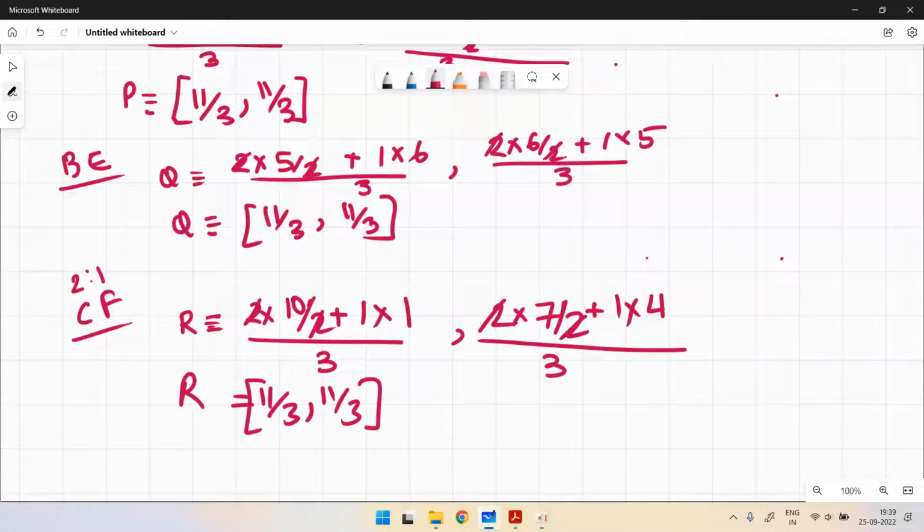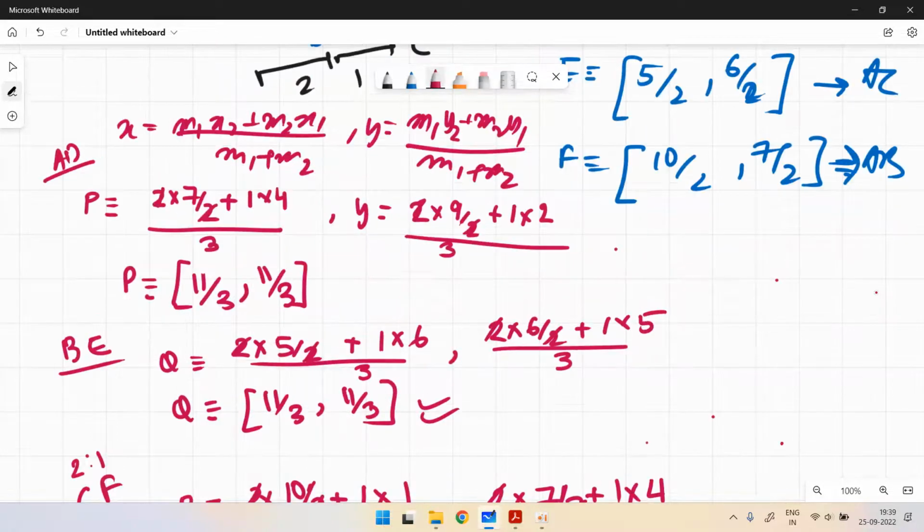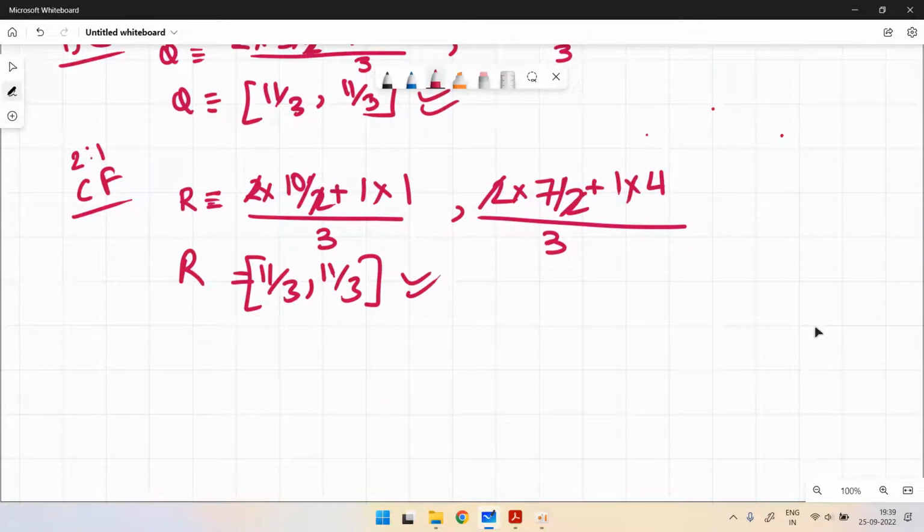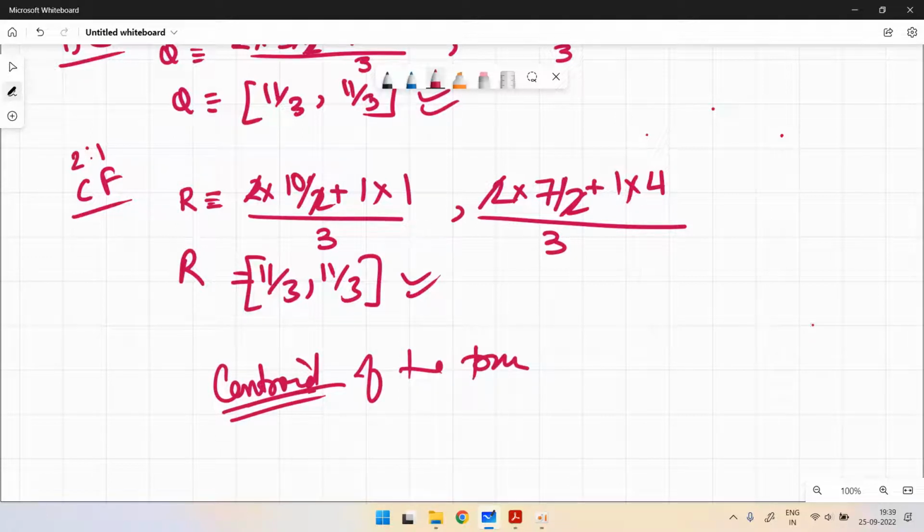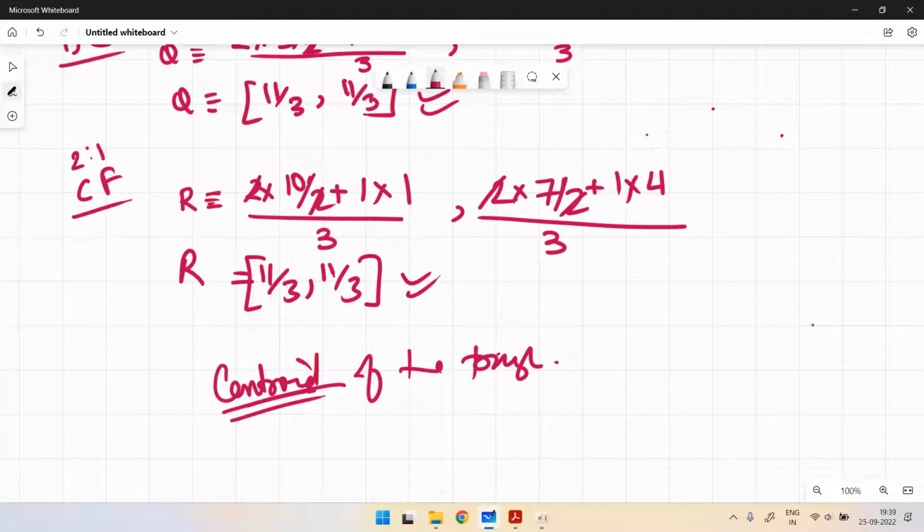So from this you can see that R is also 11 by 3, Q is also 11 by 3, and P is also 11 by 3. From here you can see that all these coordinates are equal, which implies that this is nothing but the centroid of the triangle, because it is from the medians. Hence you can infer that all the medians meet at one point, and this point divides the median in the ratio 2:1, which is the answer.